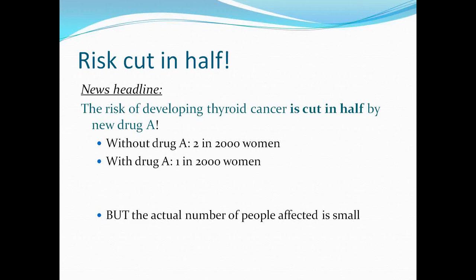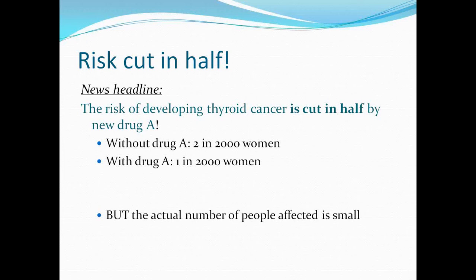But if we look at it, only 2 in 2,000 women will develop thyroid cancer every year. And if a recent study showed that 1 in 2,000 women who took this drug, drug A, over 1 year was diagnosed with thyroid cancer, so the relative risk reduction was 50%, or it was cut in half. But it's actually referring to only 1 in 2,000 women in the entire year who would avoid developing thyroid cancer if all 2,000 women took the drug. And that's a lot of women to take a new drug.